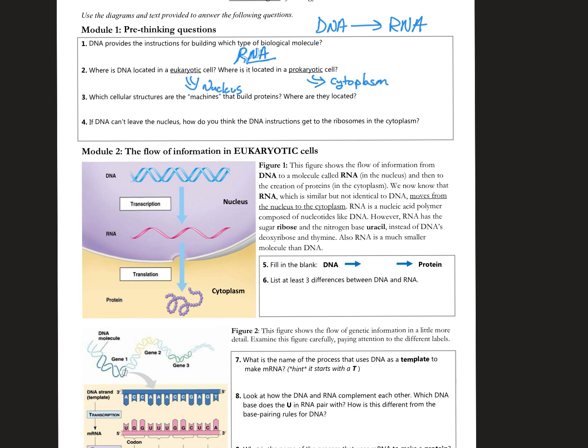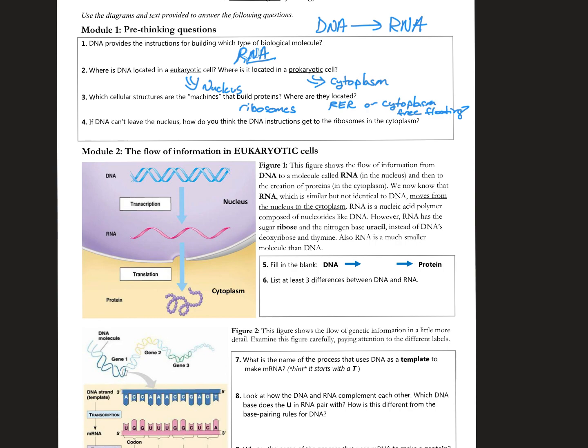All right, going on. Which cellular structures are the machines that build proteins? I hope you put ribosomes. I put either attached to the rough ER or free in the cytoplasm. That's correct. And the rough ER is in the cytoplasm, but the other ribosomes are free floating, if you want to be specific.